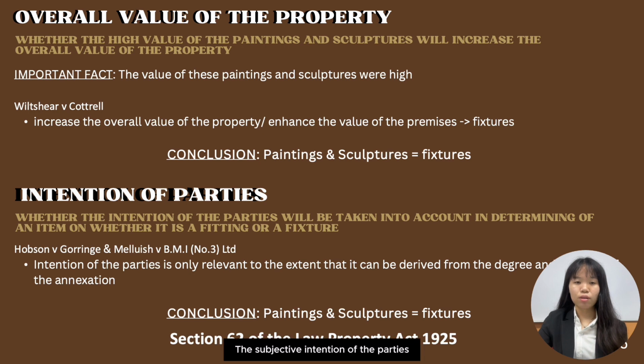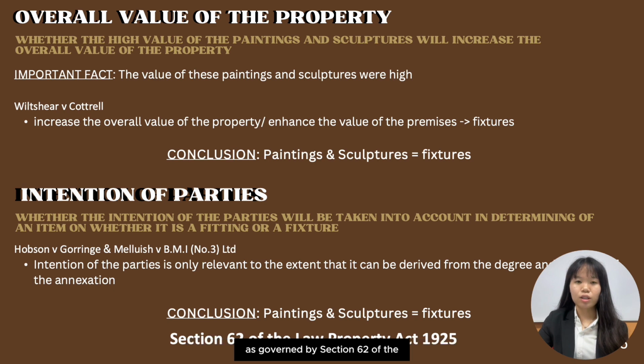The subjective intention of the parties regarding the question of whether the fittings has in law become part of the land is irrelevant. The Court of Appeal in Hobson and Gorin and the decision of the House in Mellish and BMI No. 3 Limited give an idea that the intention of the party is only relevant to the extent that it can be derived from the degree of annexation and the purpose of annexation. The label that the parties give to the object is not conclusive of its status. Therefore, Brenda's intention, which is subjective, will not be taken into account in this situation. All in all, both the paintings and sculptures are fixtures.